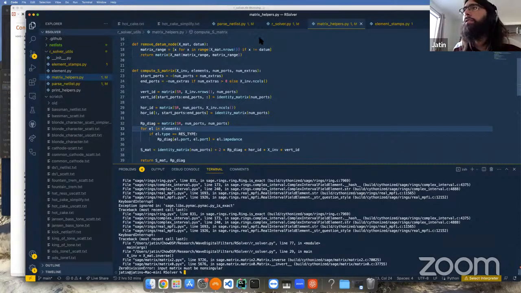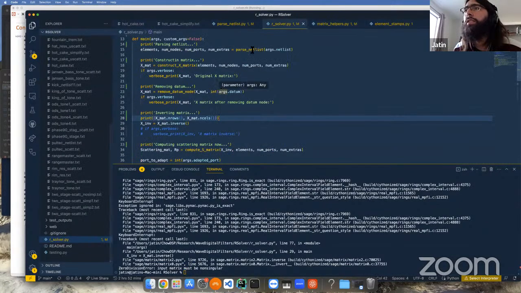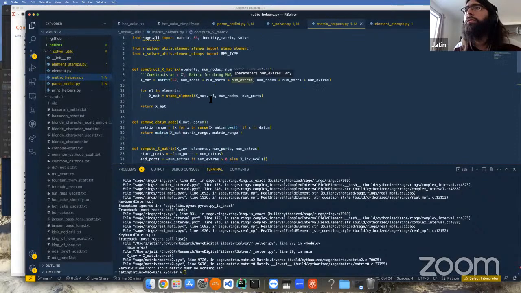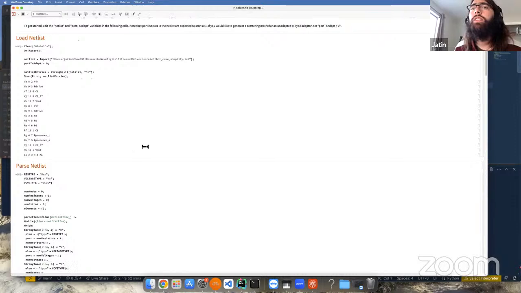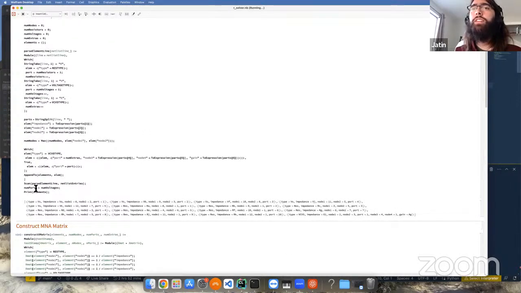Alternatively here, when we construct X matrix, what are we doing here? Construct X matrix should be the same, right? Well, I guess not, because here we set num ports equals num voltages. So that's a little bit different, yeah. Interesting. Yeah, this trick that I did to get rid of the extra voltage sources may not be a valid trick.